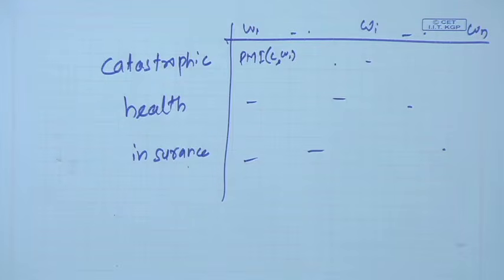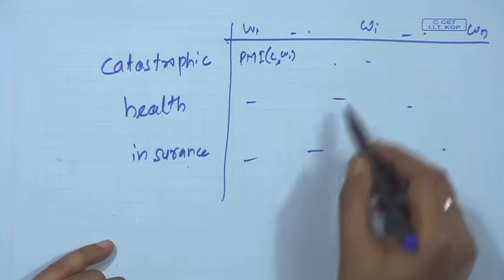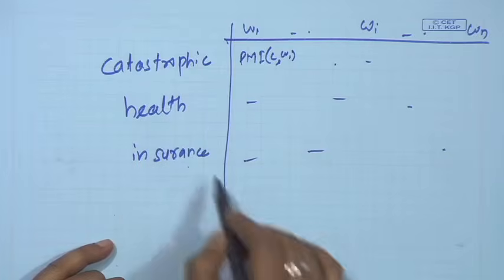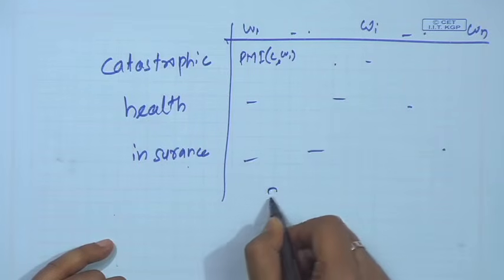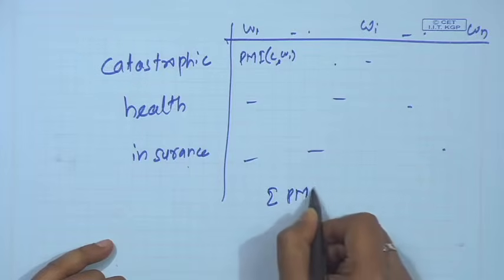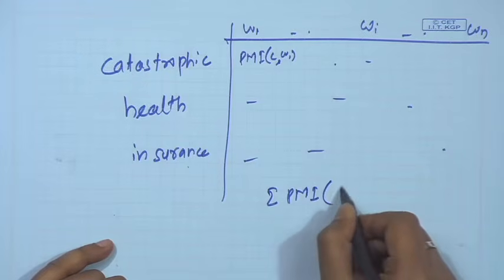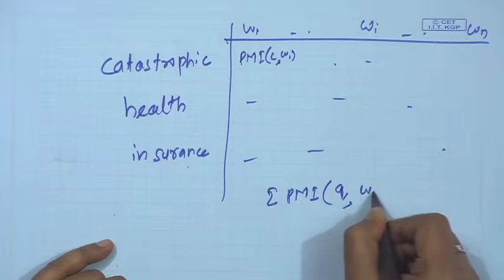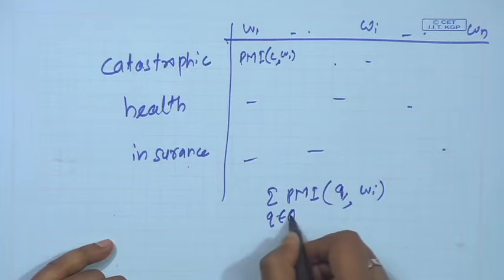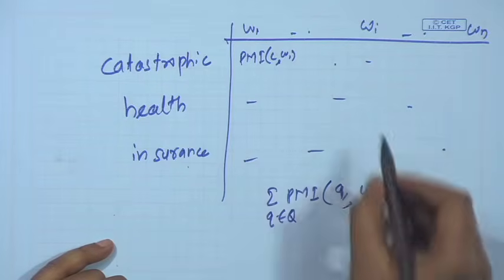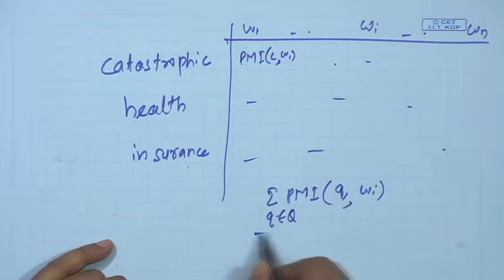So now what you might do, you might say, okay, what are the words that are associated with all the 3 words, so that are having high PMI values. So one way is you just add all the PMI values, PMI of q and wi for all words q in my query. Okay. So for each word wi, I compute a score like that.